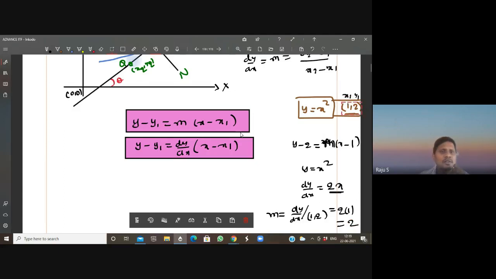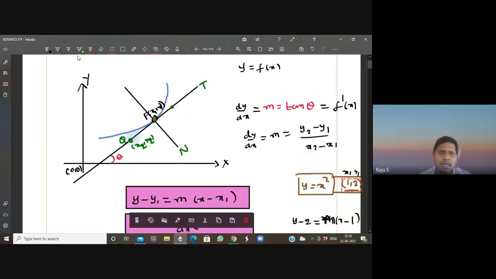Substitute here, and you are going to get the tangent equation. This is a tangent. The slope of the tangent I want to take as m1. Here the equation we are going to get is y minus y1 is equal to m1 into x minus x1. But what about the equation of the normal? Normal is also a line, and every line has a slope.